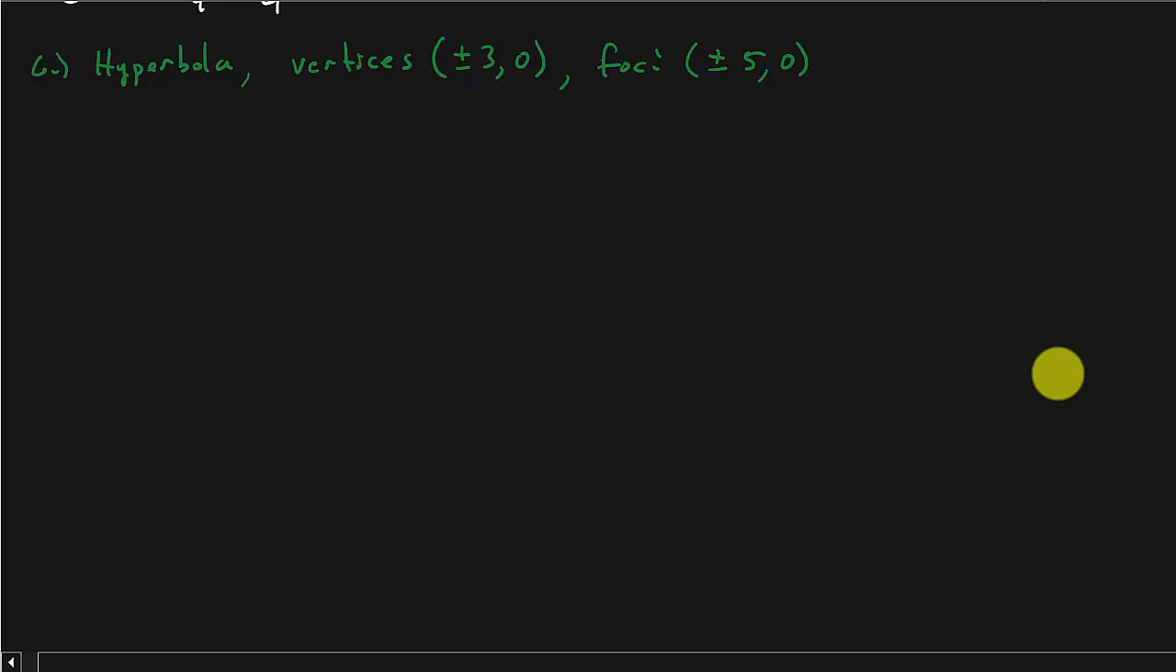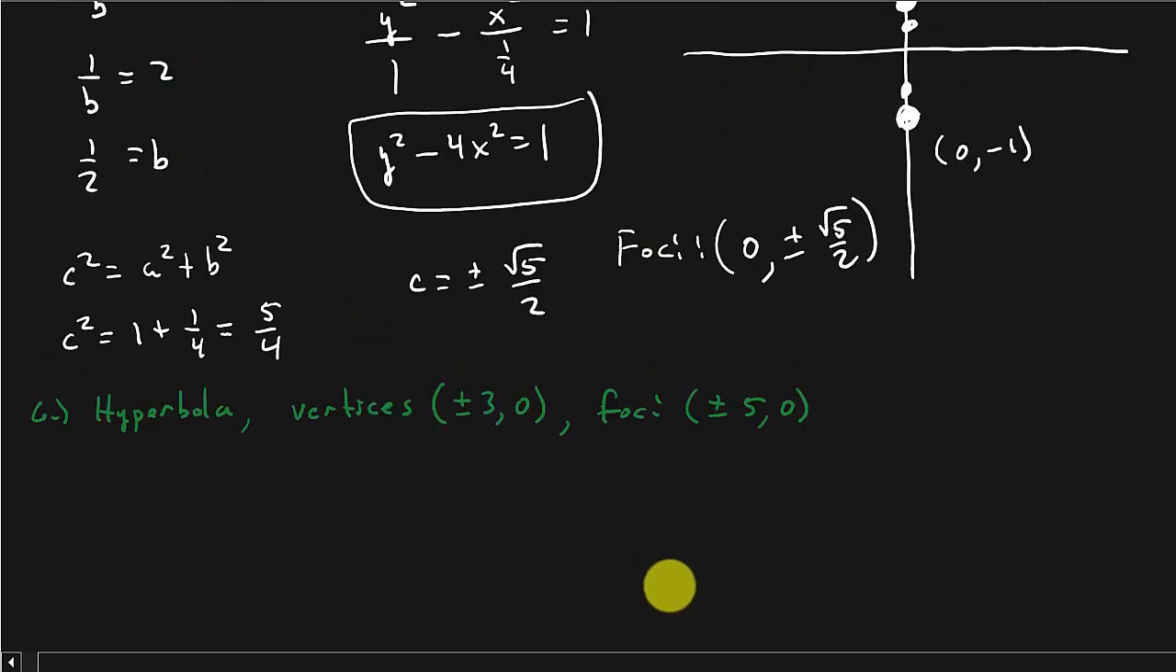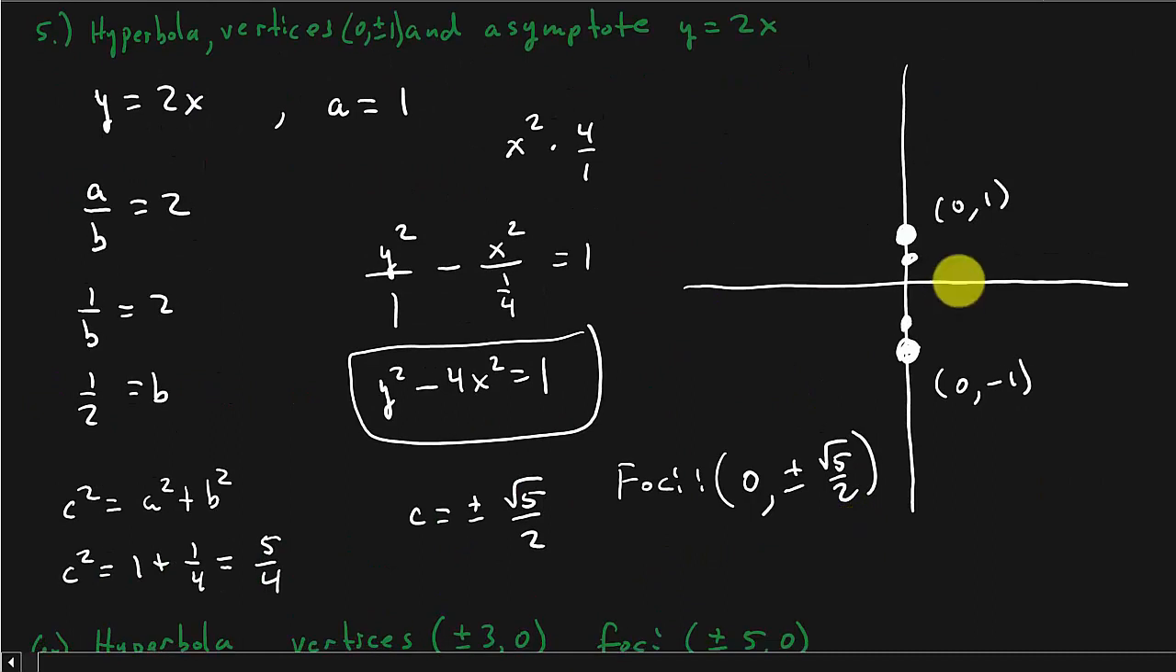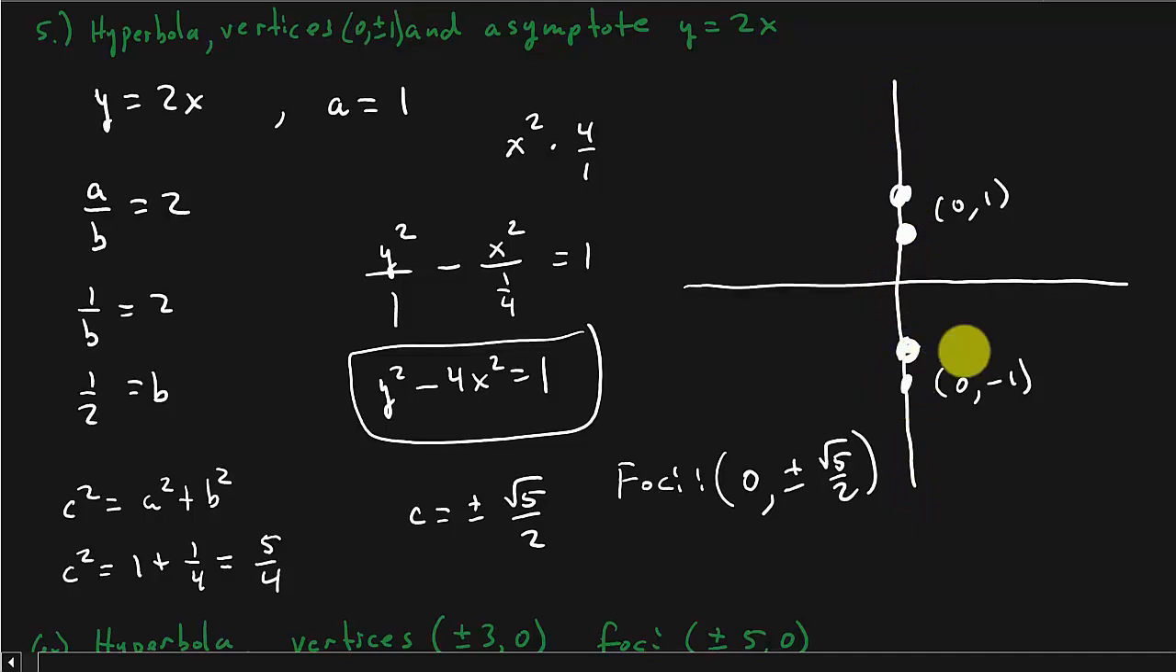All right, so we've got a hyperbola. We've got vertices at plus or minus 3, 0, and foci at plus or minus 5, 0. Oh, and I'm sorry, I messed up again, didn't I? Let me draw that back in there. Like I told you, there's your foci, there and there. This is a hyperbola.